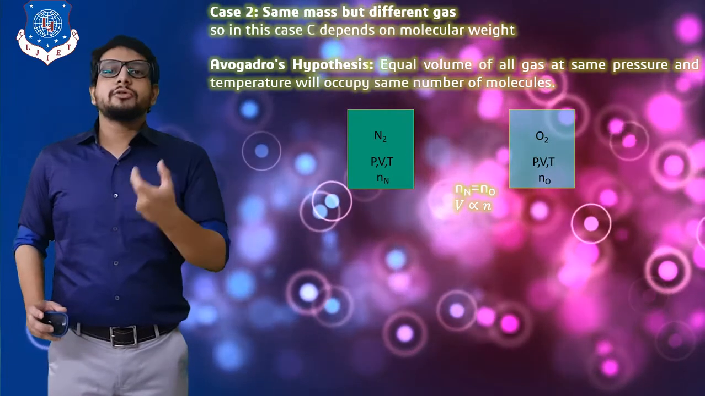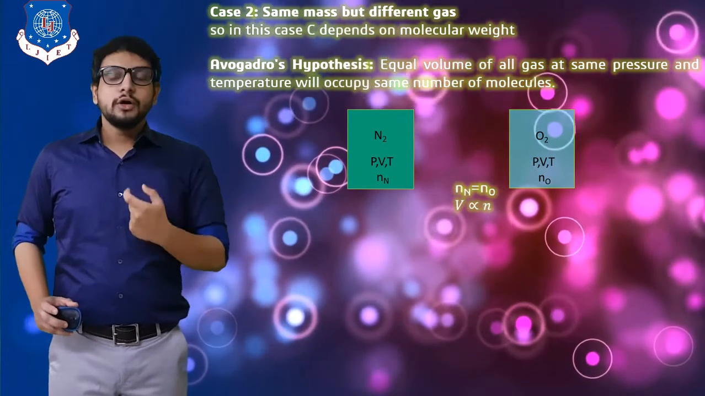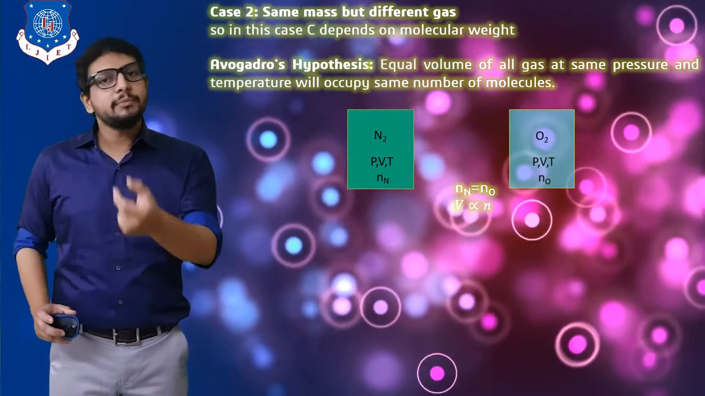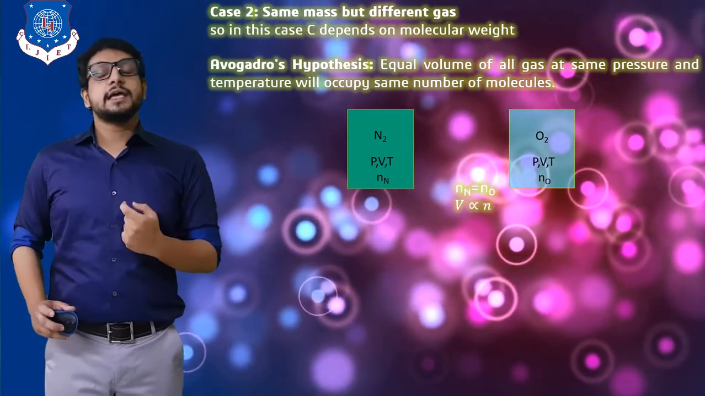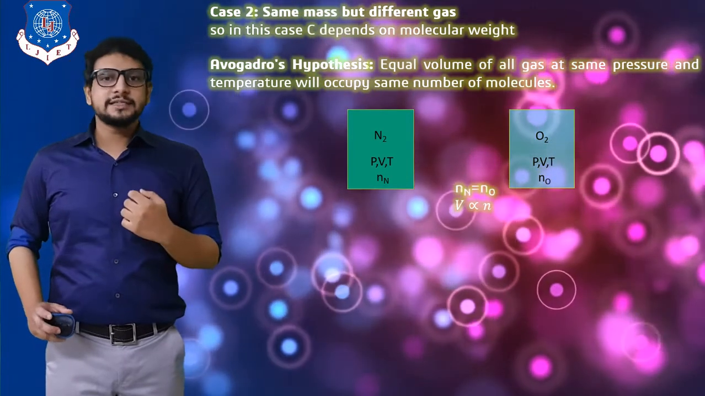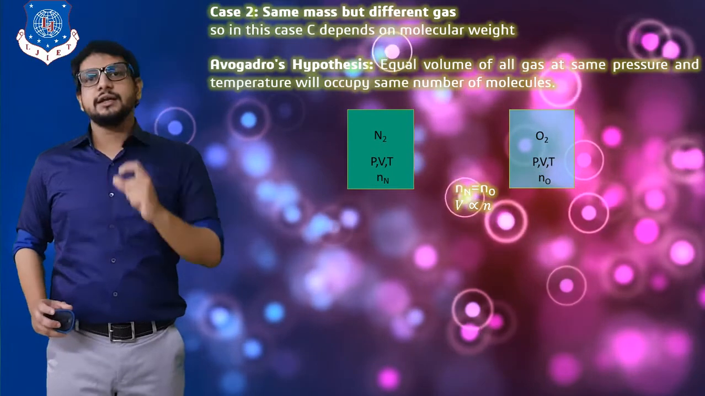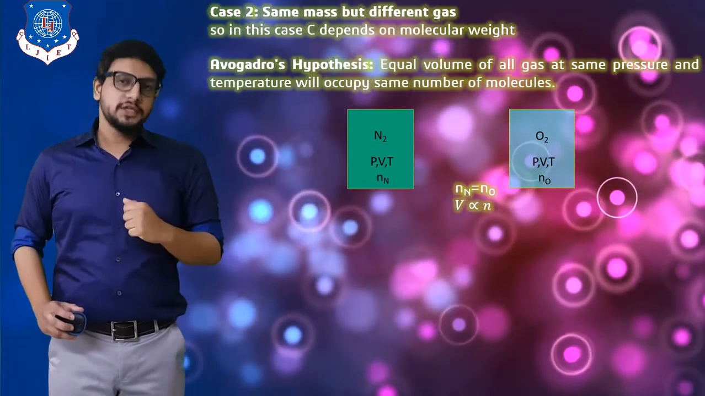So what has Avogadro told? He told that equal volumes of all gases, if they are at the same temperature and pressure, will contain the same number of molecules. I have shown an example here with two containers. Let's say the first container has nitrogen gas, and the second container has oxygen gas.